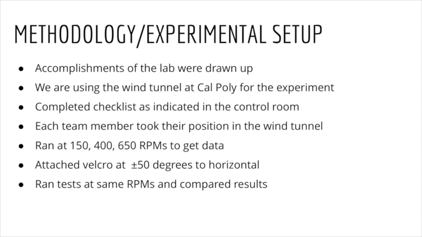After three initial runs of 150, 400, and 650 RPM, the team attached Velcro strips to energize the boundary layer. The tape strips were placed at the points where the team believed the boundary layer separates. This was measured to be plus or minus 50 degrees from the horizontal. The test was run again at the same RPM values.